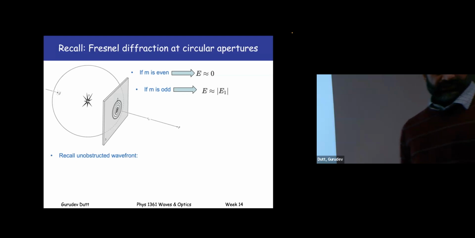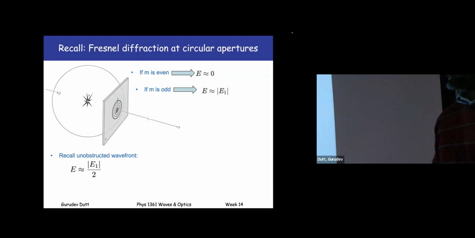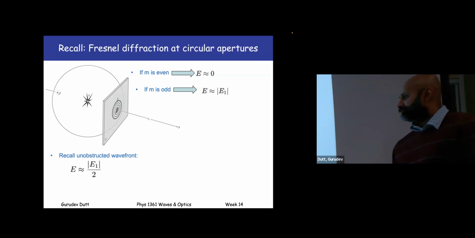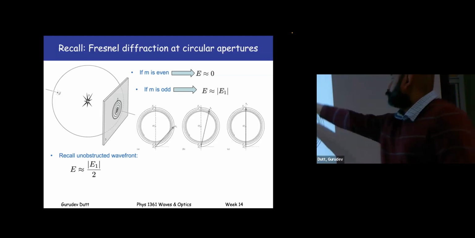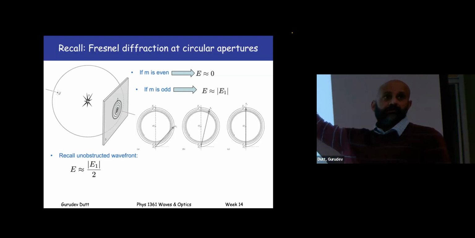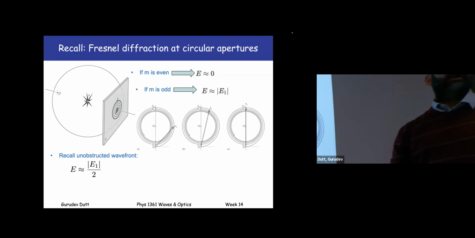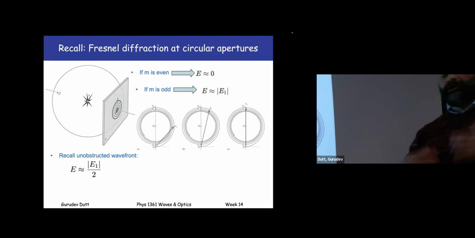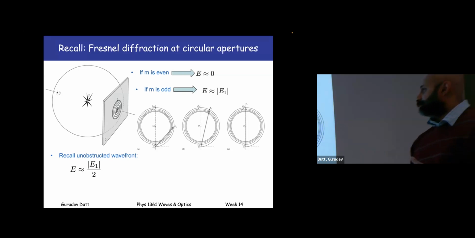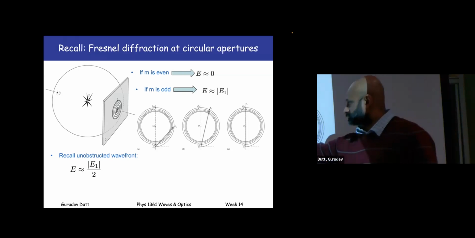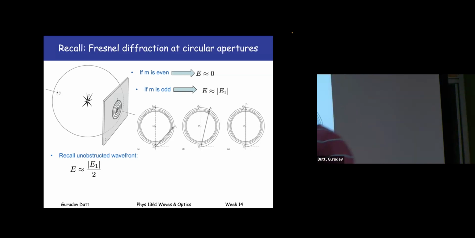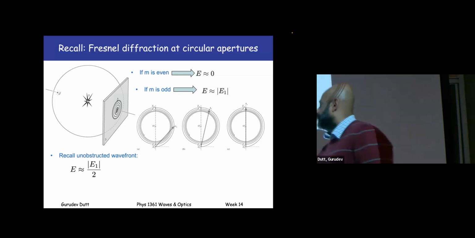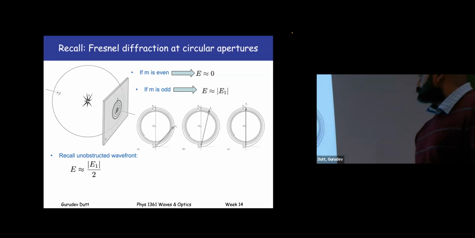If M is odd, now one of the zones is not canceled, so you'll get a bright spot. Okay, and if you remember, the unobstructed wavefront by itself is on the order of E1 over 2. And therefore we can get, in fact, 4 times the intensity if M is odd compared to the intensity when there's no obstruction with the aperture. And this is just a reminder, this is how the vibration curve looks. This is for any general point A in the aperture. For example, this one over here might correspond to that point A on the vibration curve.